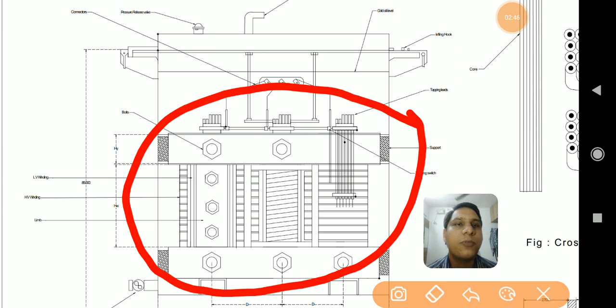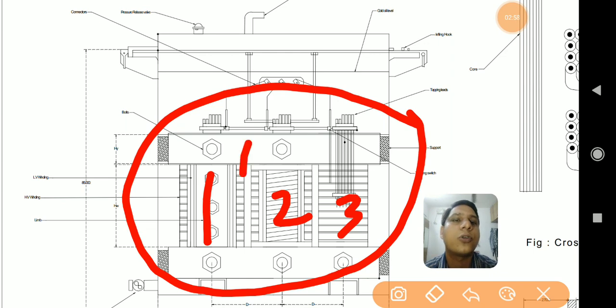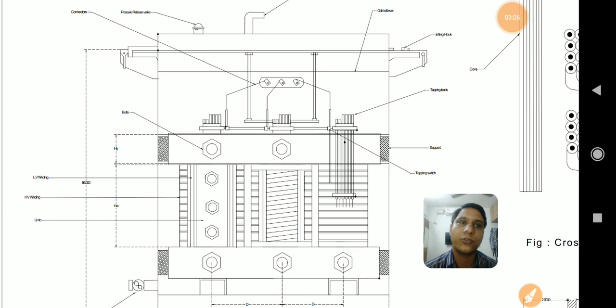The frame of the transformer represented here is made up mainly of the limbs, shown here as limbs number 1, 2 and 3, and 2 yokes, yoke number 1 and yoke number 2. So 3 limbs and 2 yokes are represented here. The representation is no doubt different. We are going to see what exactly the representation is, and if you go through each part of it, you will understand the meaning of each part represented on the figure. So first of all, I will start with the core part.